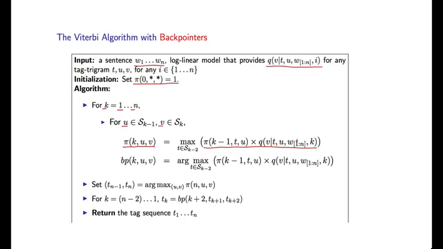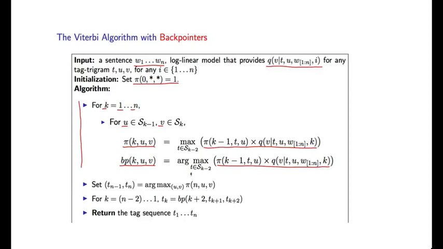As before, I keep track of back pointers for every k, u, v triple, which just record the argmax, that is the tag t that actually achieves this maximum. So that's the main body of the algorithm.